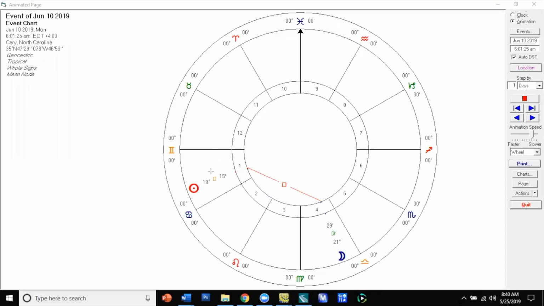This square relationship is determined by the fact that the sun is in Gemini and the moon is in Virgo, and these energies are essentially 90 degrees apart. You will also notice that the sun on this particular day of June the 10th is at 19 degrees and 15 minutes of Gemini, while the moon is at 21 degrees and 29 minutes of Virgo.